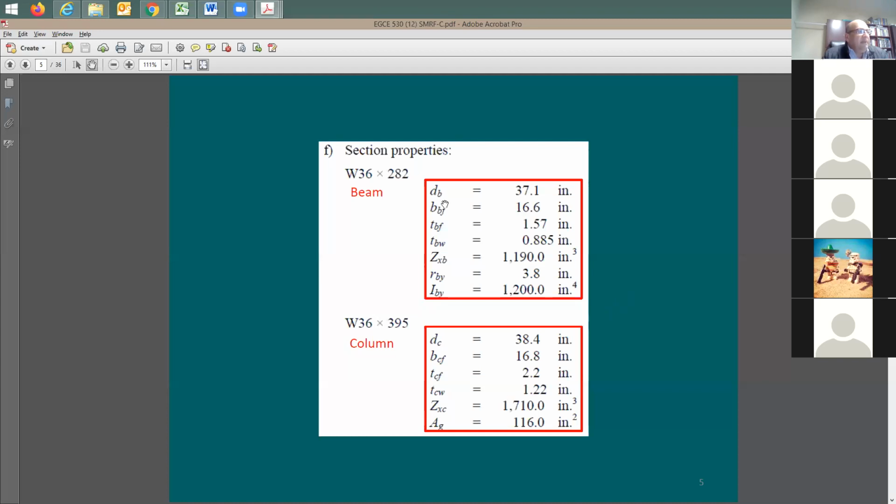The information includes the depth of the beam, width, flange thickness, web thickness, and Zx, and this Zx is going to be for the beam itself before you apply the RBS reduction to it. And of course, the radius of gyration, you need to have it, and the moment of inertia for the beam. Same thing also for the column, but for the column you need the cross-sectional area, because you're going to have an axial load, and then you need this value there.